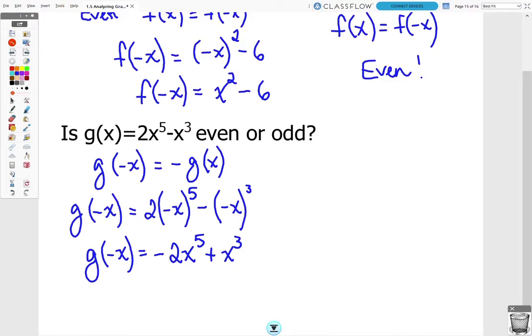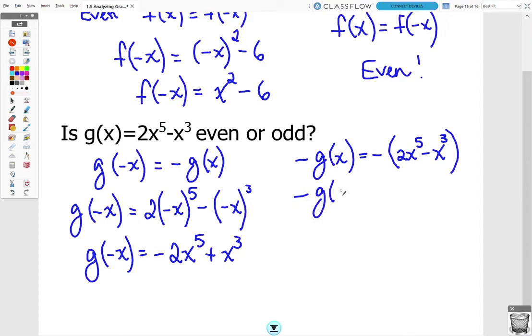Let's compare this to negative g of x. Negative g of x means you take the whole equation and you're going to make it negative. That is, you put negative and then parentheses, which tells you, hey, distribute that negative. So negative g of x, negative of that is going to be negative 2x to the 5th. And then the negative distributes to the negative x cubed, which makes it positive.